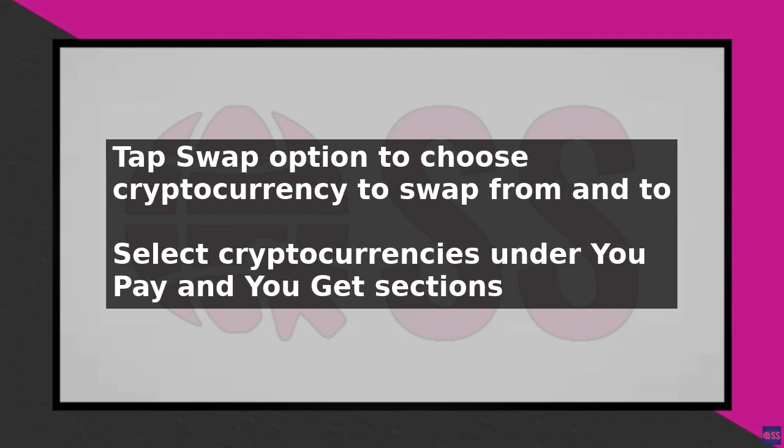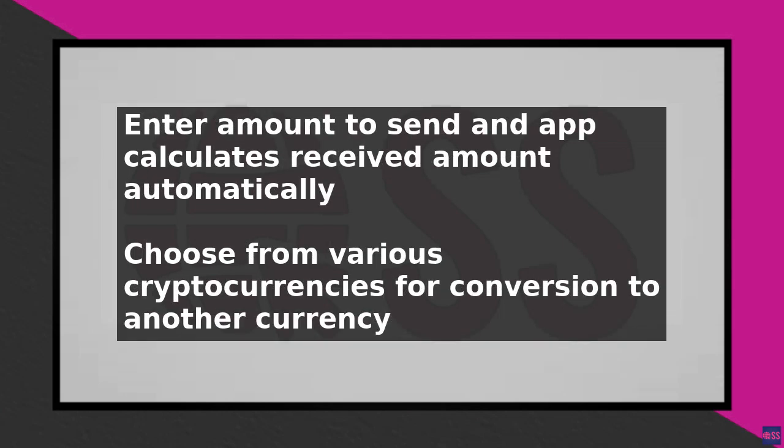This will take you to a page where you can choose the cryptocurrency you want to swap from. For example, if you want to convert Ethereum to Bitcoin, select Ethereum under the You Pay section and then choose Bitcoin under the You Get section. You can search for Bitcoin, and once selected, the option will show Ethereum to Bitcoin, allowing you to transfer your Ethereum to Bitcoin. If you want to do the reverse, simply tap on the two arrows to switch the currencies.